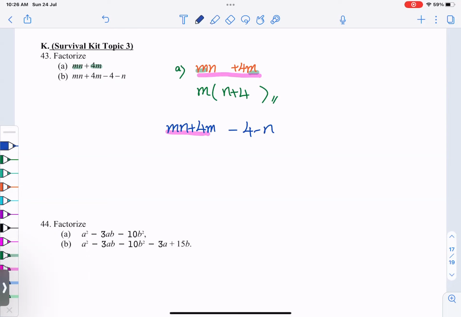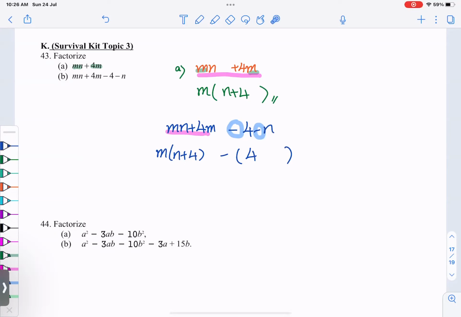Yes, you have this whole thing, so just copy it down first. How about this side? How can we do it? Is there anything that both of them have? Think. Yes, it does. It has a negative sign. So if you take the negative sign from this negative 4, what will be left? Just 4, which also means positive 4.